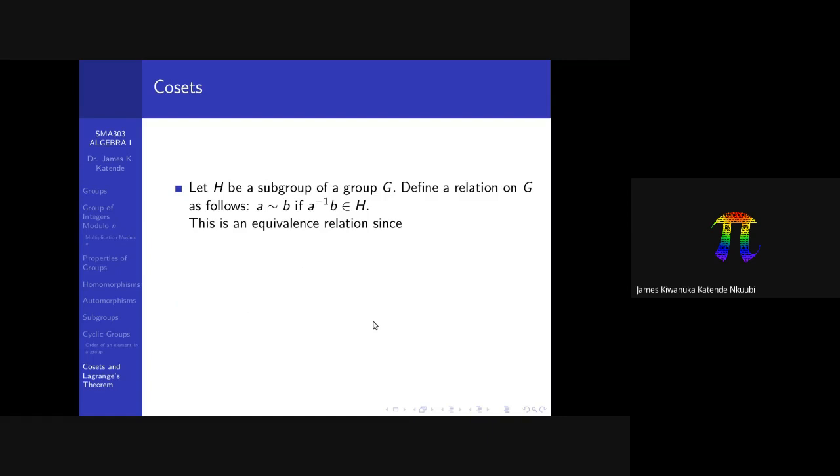So now we move on to something more formal now, away from the examples.